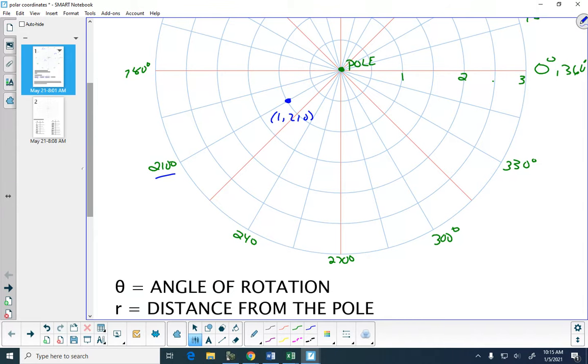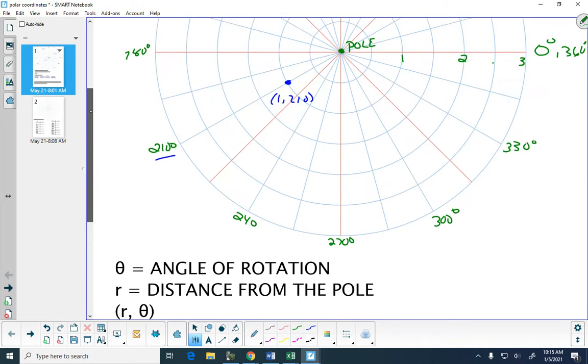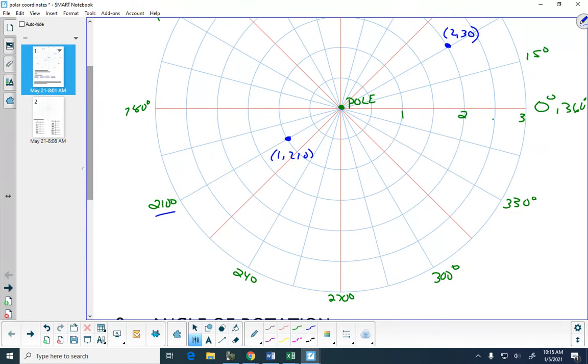Now the question is, what do we do with the last ordered pair? We have (-3, 300). Well, if I take a look, I go to my 300 line, I go out 3 units. That would put me there. So here's 1 unit, here's 2 units. This would be my 3rd unit right here. Well, that's +3 and 300.